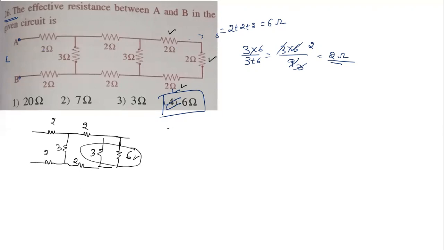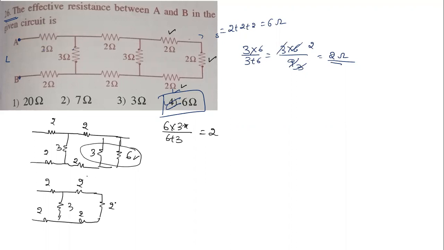Parallel combination. It will become what now? 6 into 3 by 6 plus 3. It will become 2. Now I'll replace these two by a single resistor. It will become 2. It is 2. It is 2. And here it is 3. And here it is 2. Here it is 2. 2 and 2.